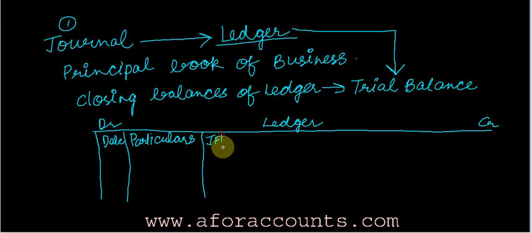What is the journal folio? For the entry I am posting from journal to ledger, the page number at which it is recorded in the journal, I have to write it here. If the journal folio is mentioned in the question, write it here.